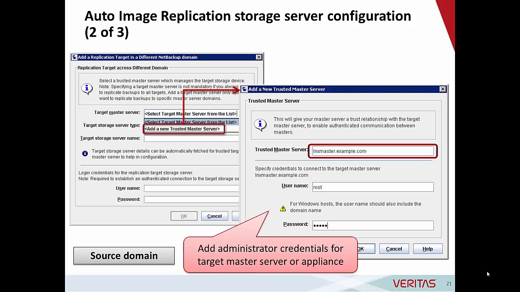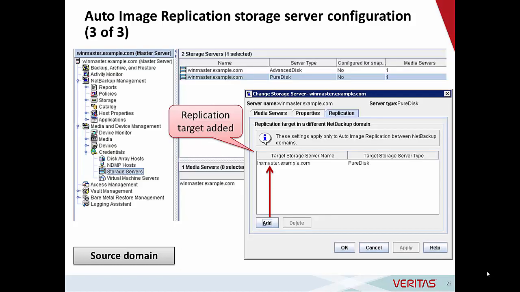To confirm that the target storage server was added successfully, I examine the Change Storage Server Properties window, and I should see the target storage server name and target storage server type listed, just in this example over here, where I'm again using a Veritas MSDP pool.